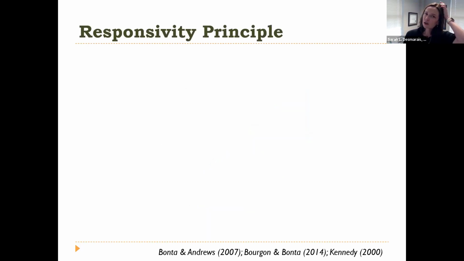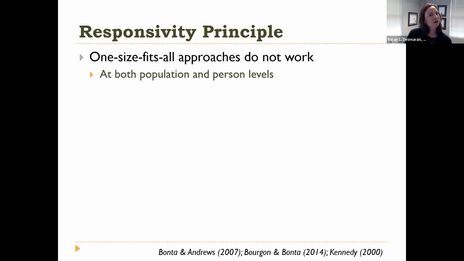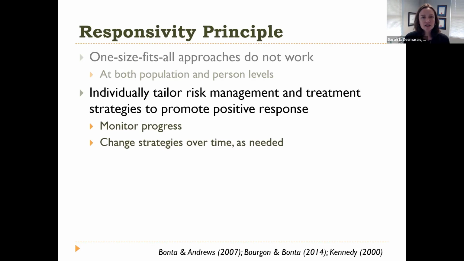All right, and the last thing that I wanted to talk about in terms of the principles is the responsivity principle. And the shortest way of saying this is one size does not fit all. And this means that we have to think about ways to tailor what we do with both the risk assessment results and then actually putting it into practice. So we need to think about how we can be most effective for this person in their current circumstances and really monitor how they're doing over time. We might try something out that they simply don't respond to.